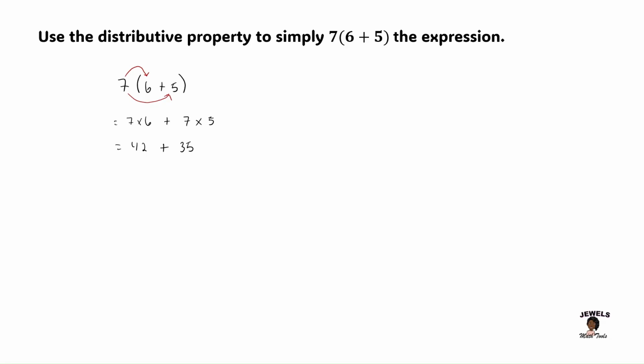And after we've done our distribution, we're now going to apply our addition. So 42 plus 35 is going to give us 77. So this is using our distributive property.